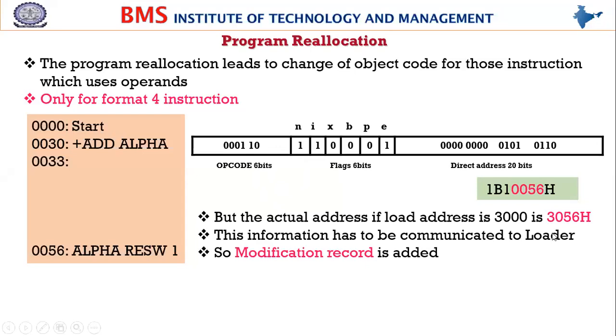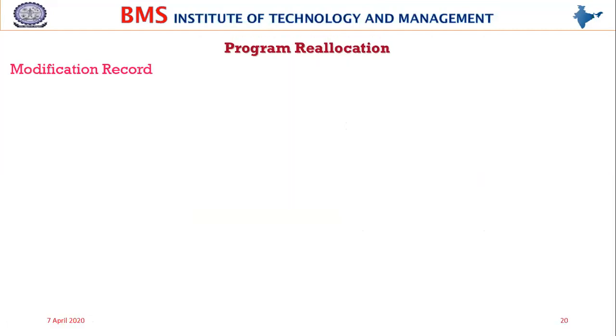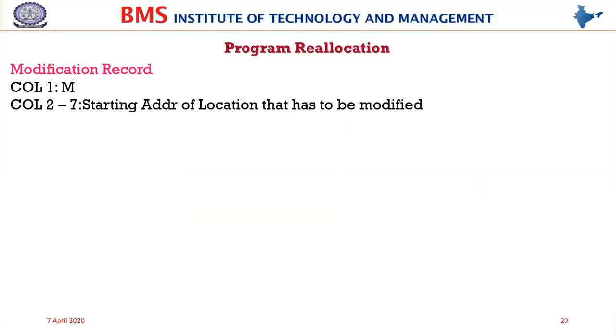So we use one separate record along with the header record, text record, and end record. We use one more additional record in our object code file format. That's what we call the modification record. And what does the modification record contain? Column 1 of the modification record contains M, indicating that it is a modification record. Columns 2 to 7 contain the starting address of the location that has to be modified.